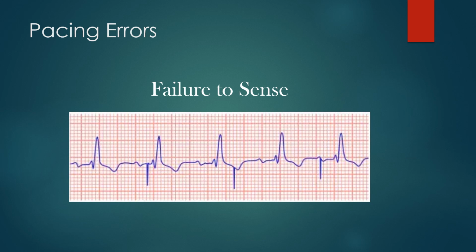Okay, and you can see here what's going to happen, and what you're going to see on a monitor is, well, here's your own underlying rhythm here. Then you got a pacer spike here, and then look, you got a pacer spike here. It just says, hey, let's just do it here. And then another pacer spike here. So it's not sensing what's going on in this rhythm, in this complex, and it's just firing whenever it thinks it's supposed to be firing. So that's a failure to sense.